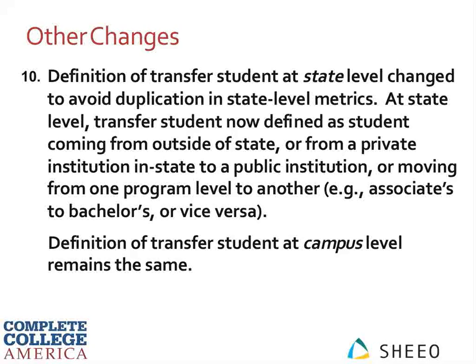At the state level, transfer students should be defined as students coming from out of state or from private institutions within the state, transferring to a public institution, or students moving from one program level to another. That way we don't have students transferring from 4-year institutions, for instance, who are classified as both beginning at one and transfer at another at the state level, and double counting that way. At the campus level, nothing will change, but at the state level, we're working to avoid that duplication.